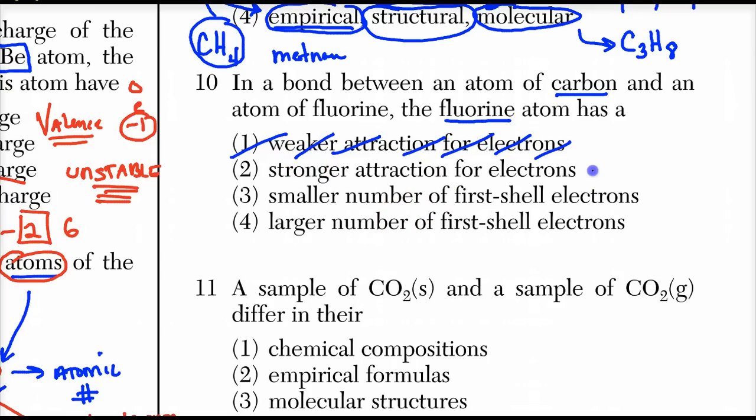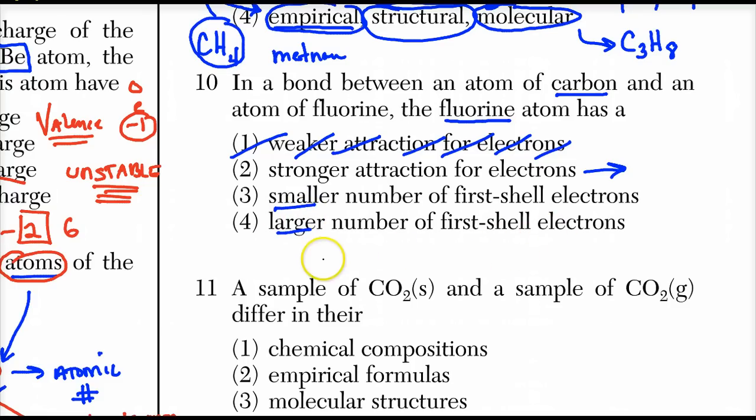Okay, that's my inclination first. Let's go read all the choices. It's a good idea. Sometimes we'll see something that'll remind you that your first inclination may not be right. Smaller number of first shell electrons? Well, that's not going to be right. It can't have a smaller, and it can't have a larger number of first shell electrons.